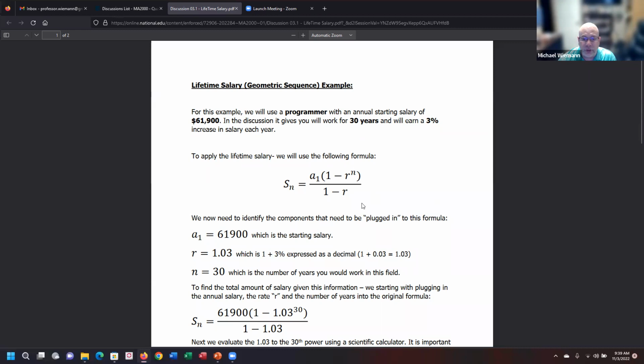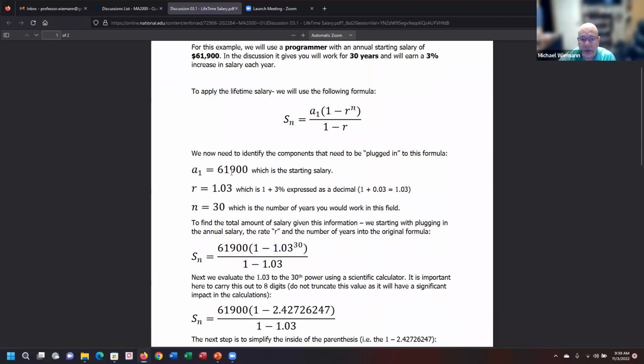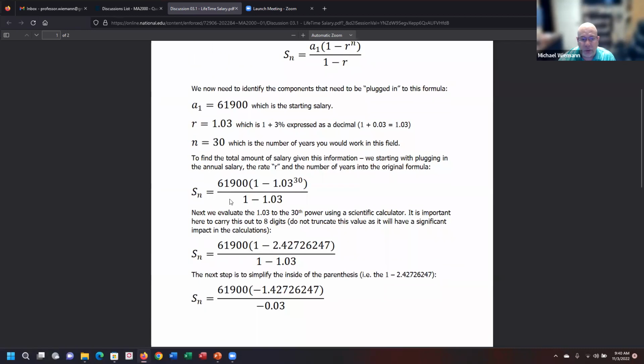The formula you're going to use is this one right here, and it will tell you what you need to plug in. 61,900 as the starting salary. The R becomes 1.03 because the first part of the posting requires 3%. We're accumulating it over the 30 years. So plugging in the A sub 1, which is the 61,900, the R being 1.03, and the N being 30. It goes through step by step on how to calculate it. The first thing you're going to want to do is take that 1.03 to the 30th.